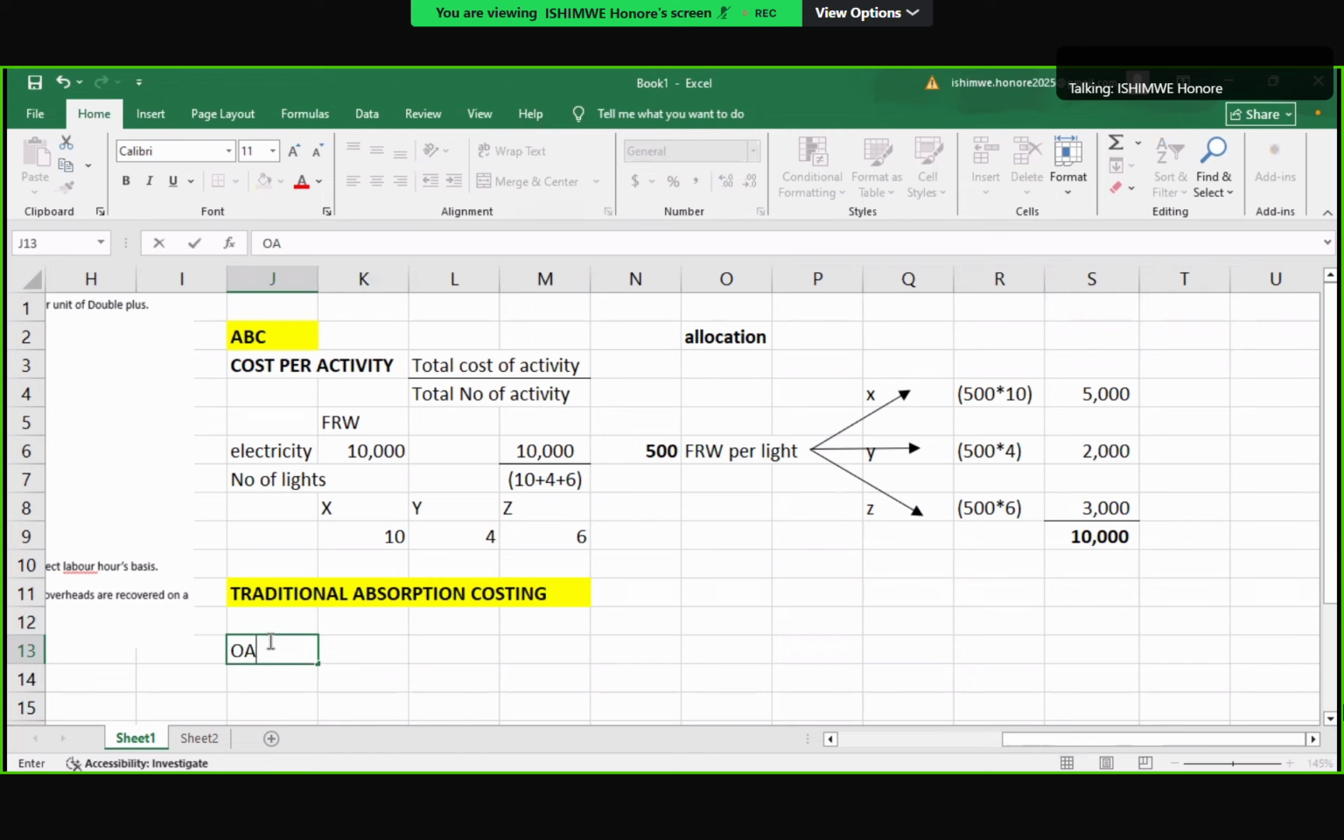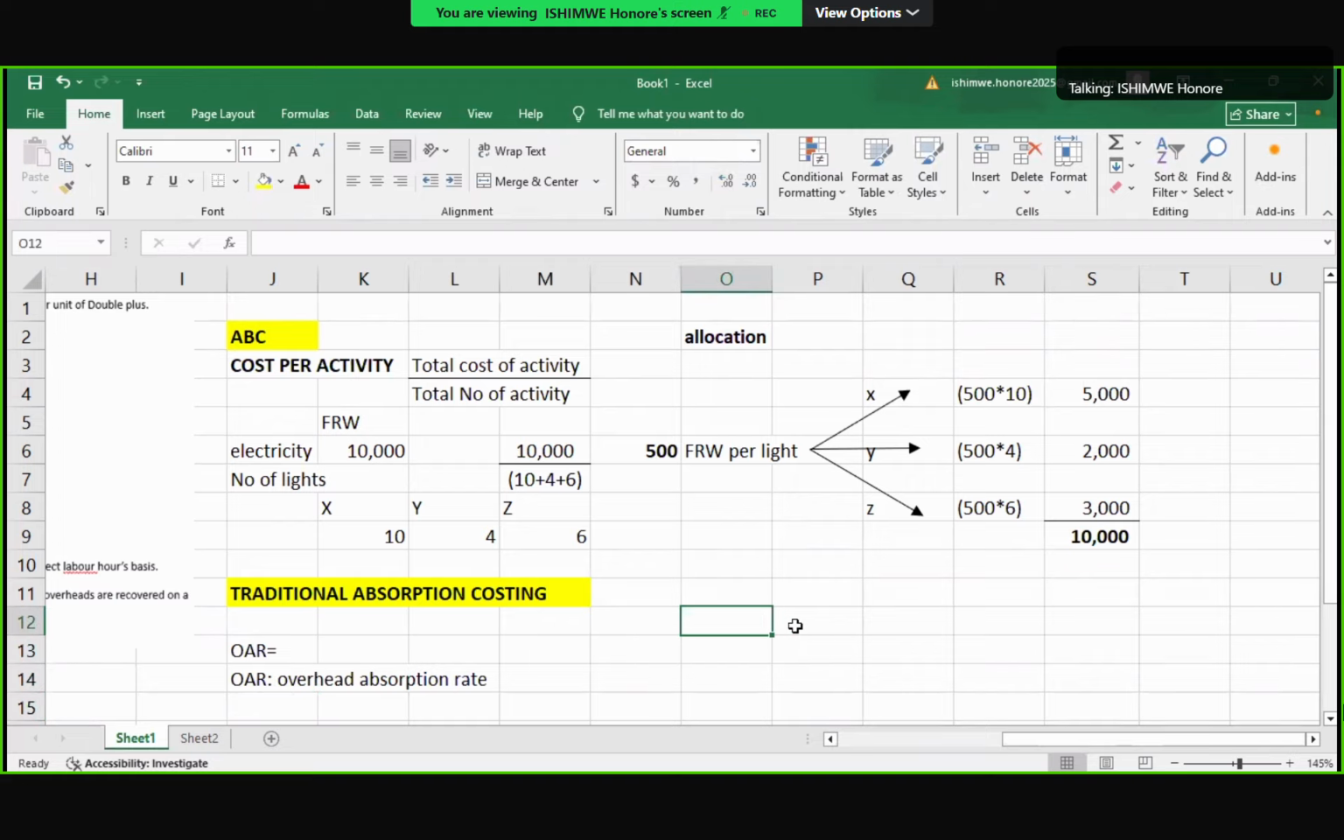Also, they have the same two steps. Overhead absorption rate. Let me explain what this OAR is. What does it stand for? It is overhead absorption rate. Then we determine it, then we do allocation as a second step. Allocation. How do you do overhead absorption costing?